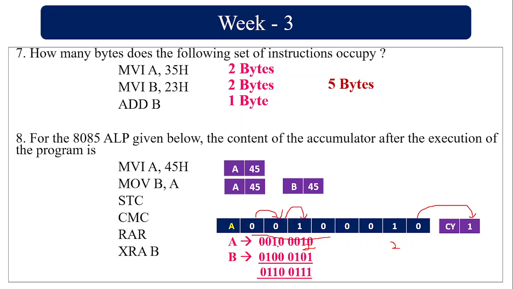So 0 0 1 1 1 0 0 0 1 0, B value is 45. So 0 1 0 0 0 1 0 1. So here I am performing the exclusive OR operation. If any one of your values is 1, the output is 1, else the value is 0 here. So after performing the exclusive OR operation, the content of your accumulator will be 67.